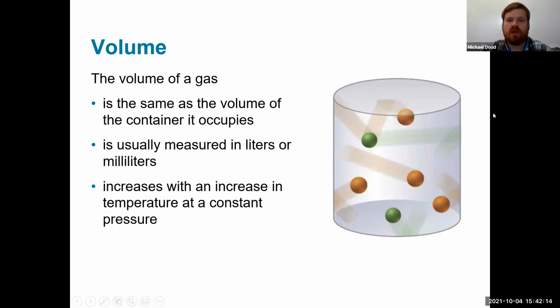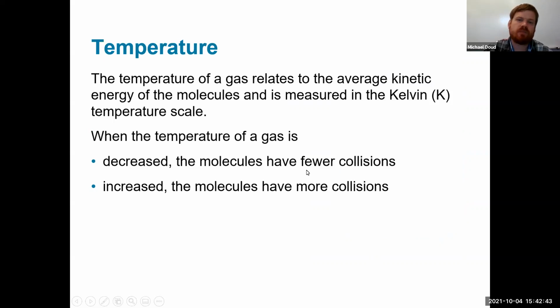So starting with volume, of course, the volume of a gas is the amount of space that it occupies, and a gas always fills its container. So whatever the shape of the container, whatever the size of the container, any gas that's inside will occupy the volume of that container. Note that for gases, usually it's going to be measured in liters, although you could also measure it in milliliters. And we'll talk more about this in a little bit.